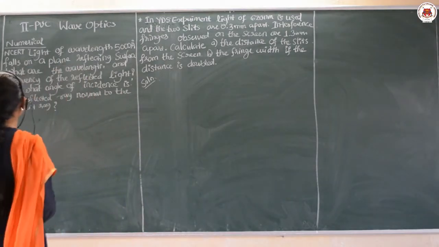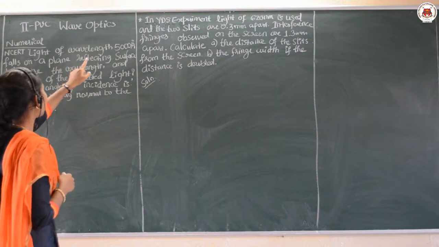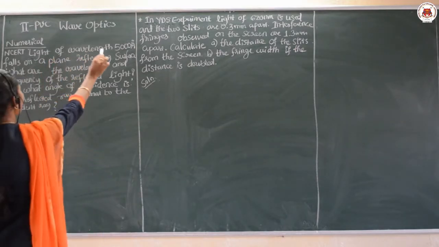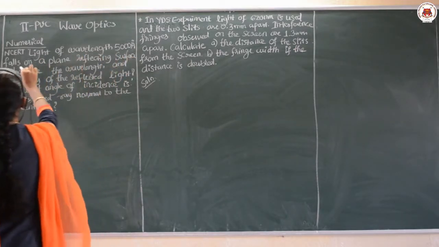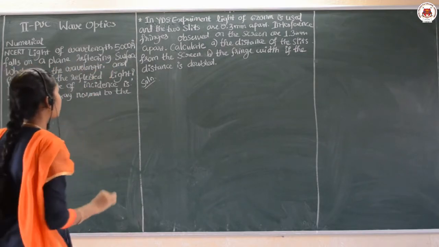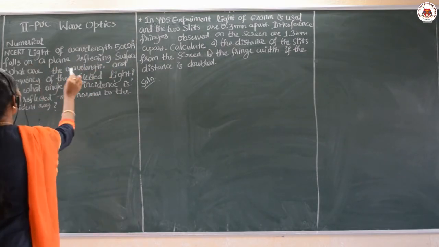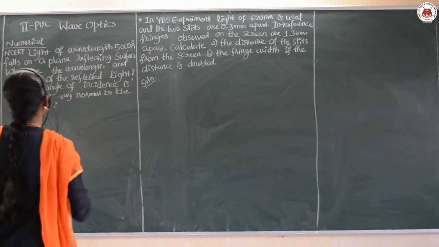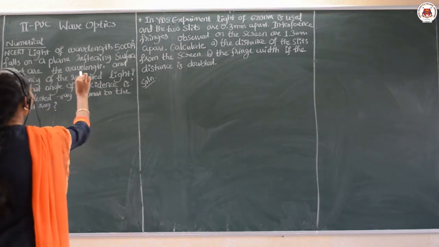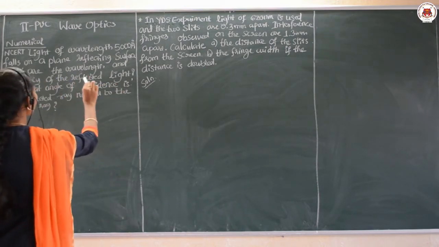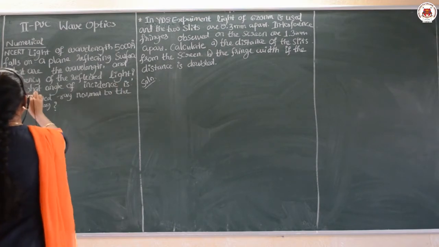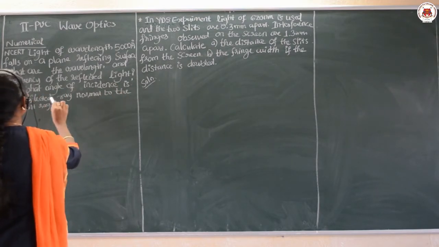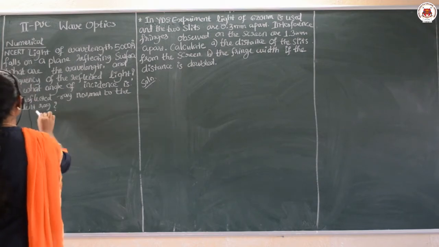The question is: light of wavelength 5000 angstrom falls on a plane reflecting surface. What are the wavelength and the frequency of the reflected light? For what angle of incidence is the reflected ray normal to the incident ray?